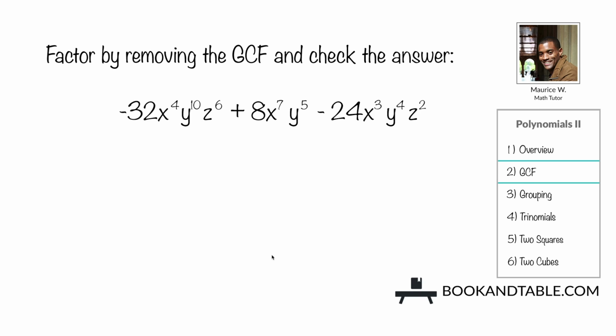So let's take a look at this example. Let's say you are asked to factor by removing the greatest common factor and then check the answer for negative 32 x to the 4th, y to the 10th, z to the 6th, plus 8x to the 7th, y to the 5th, minus 24 x to the 3rd, y to the 4th, z squared.